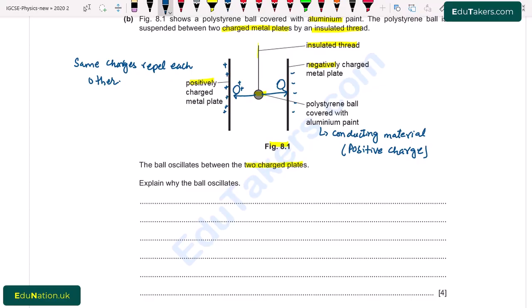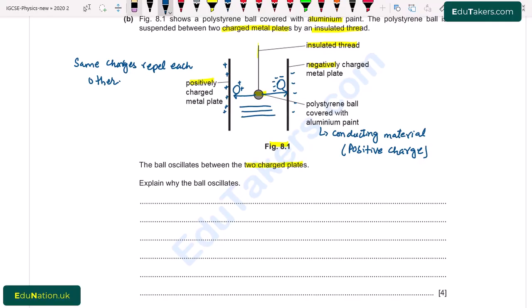So at one point it can have much more negative charge. The ball has much more negative charge, due to which we can simply say that the overall ball is negatively charged. So this negatively charged ball starts moving towards the positively charged plate, and in this way it moves between these two sides. So it starts oscillation.